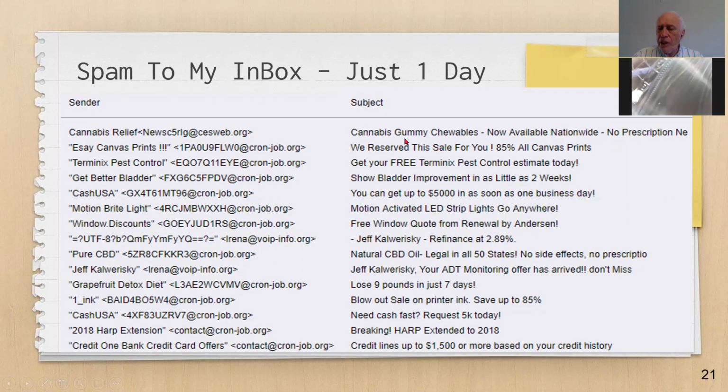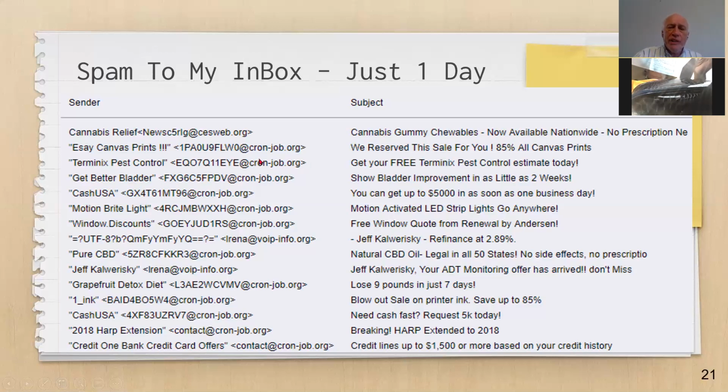But what nobody ever looks at is where these emails came from. If we look on the left, we'll see the actual email addresses, right? Each email address has got some sort of a name in inverted commas, like Terminix pest control in the third one. And then there's two arrows, a less than sign, a left pointing arrow, and a right pointing arrow. And the real address where it came from is between those two arrows.